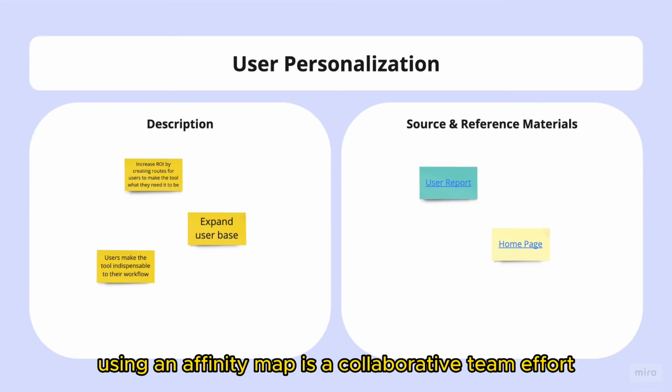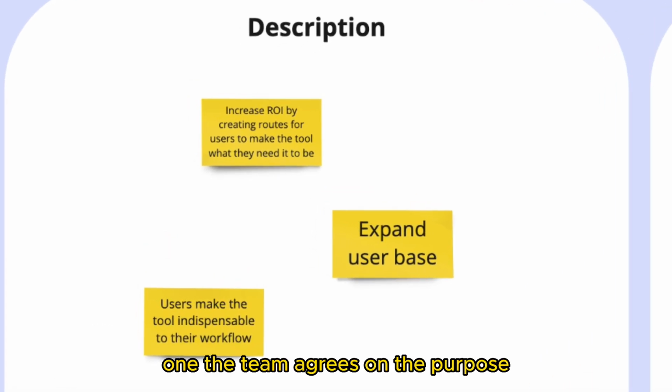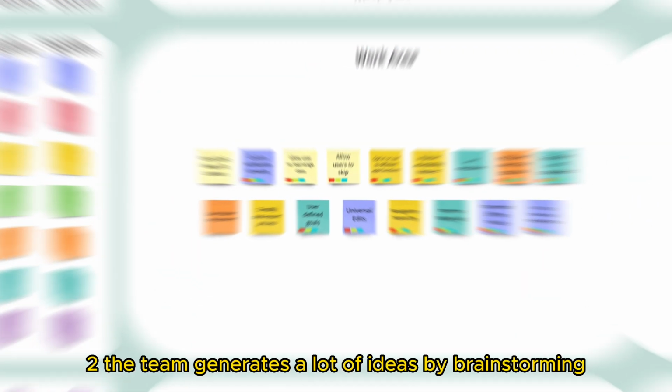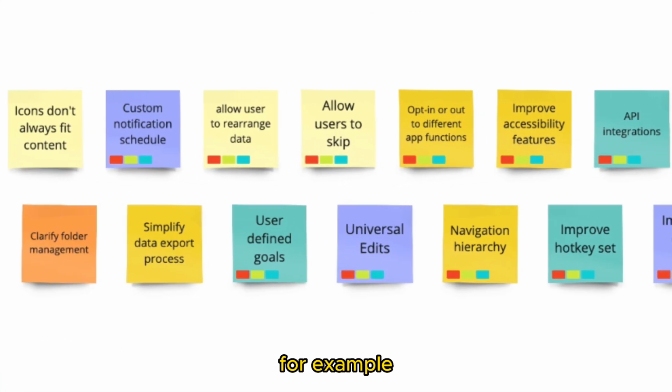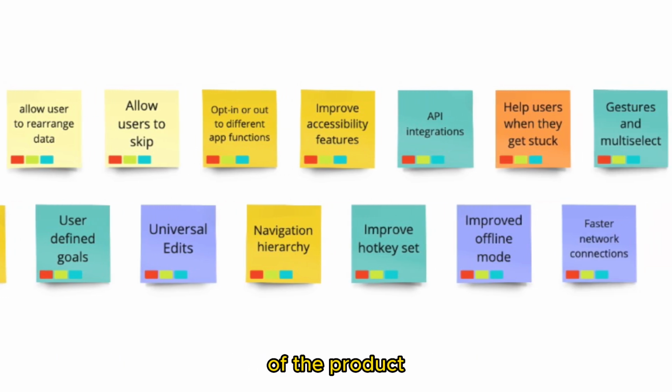Using an affinity map is a collaborative team effort. It follows the following steps. 1. The team agrees on the purpose of using the affinity diagram and indicates the source of the reference material. 2. The team generates a lot of ideas by brainstorming. For example, these ideas are how to improve the functionality of the product.